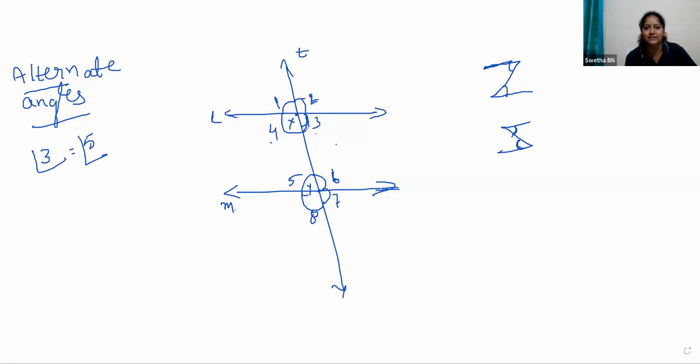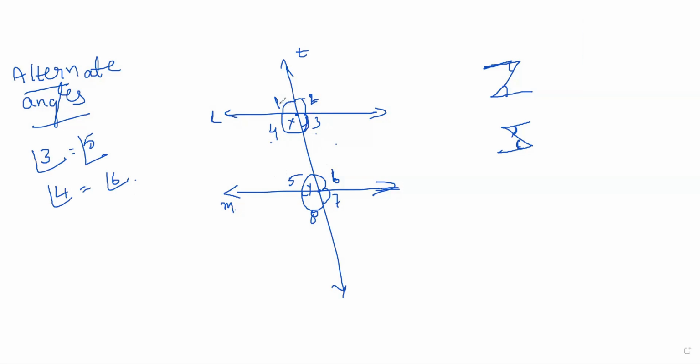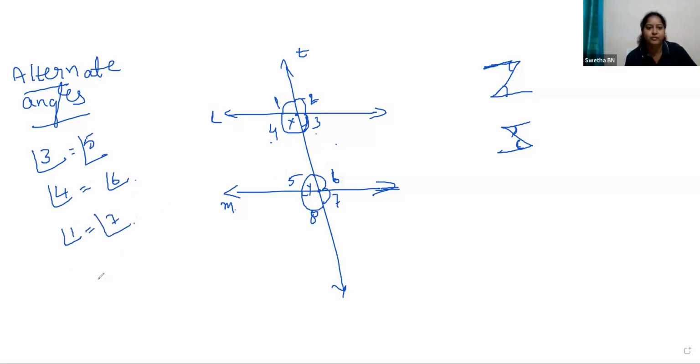Angle 3 is equal to angle 5. Angle 4 is equal to angle 6. Very good. Then which is the alternate angle for 1? Ma'am, 7. Very good. 1 is equal to 7 and 2 is equal to 8. All these are interior alternate angles and exterior alternate angles. Okay, children, Z-shape angles are called alternate angles.